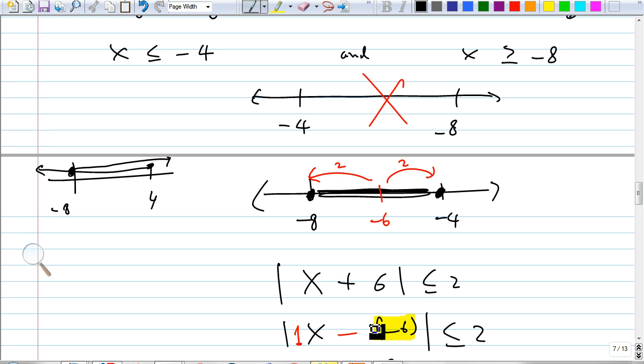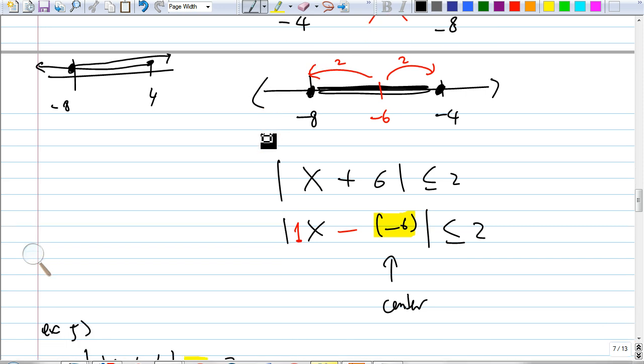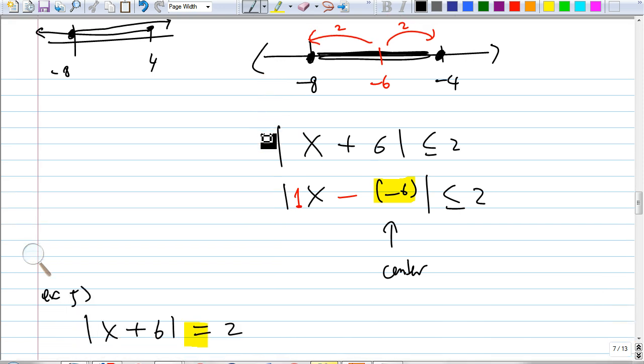Guys, are we good? All right. So that's the center there, is that right? Do you see why my center is at negative 6? And the distance from the negative 6 to x has to be less than or equal to 2. Notice, did you all put down a closed circle on either endpoint? Very good. What if I give you this one?